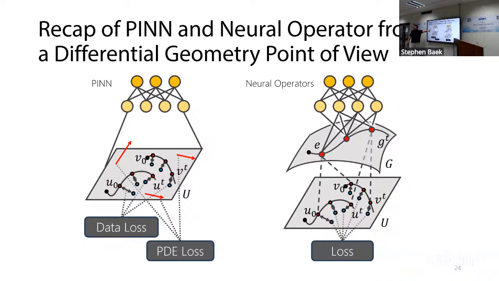Here's a graphical illustration of what PINN and neural operator do. Obviously with the PINN, we're basically solving the curve fitting problem on the Banach space U, and then we define the data loss and the PDE loss, or the physics-informed loss over there. Whereas with the neural operator, we introduced the operator manifold G, and the trajectory on that operator manifold is what we're trying to model using neural operators.